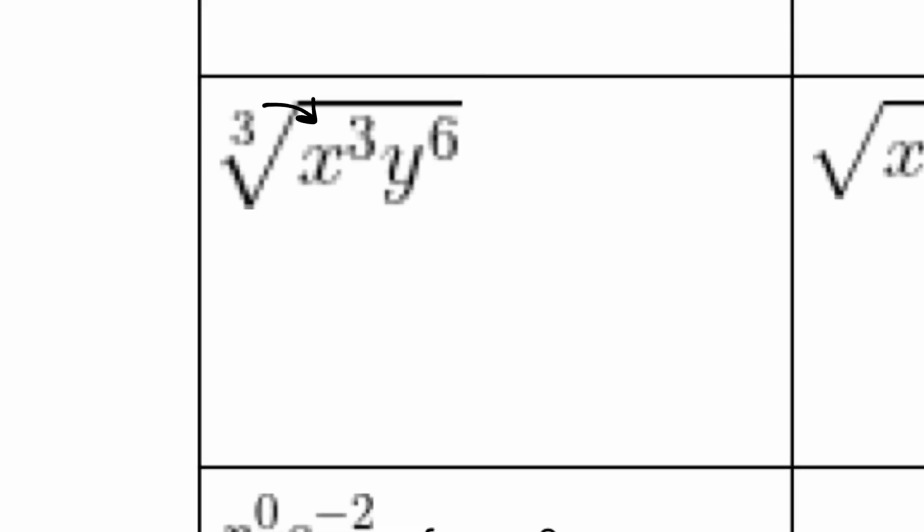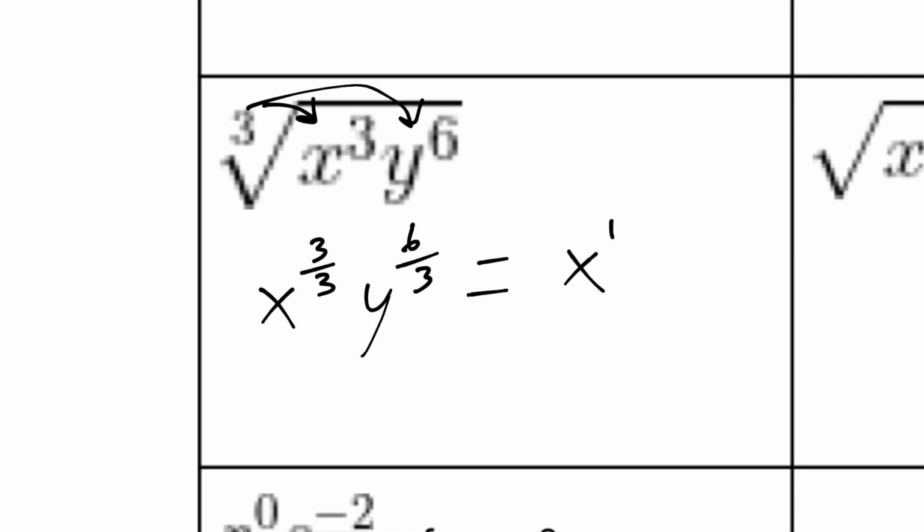Remember, I distribute the root to each term inside the parentheses. This is x to the 3 over 3, y to the 6 over 3, x to the 1, y squared, or just xy squared.